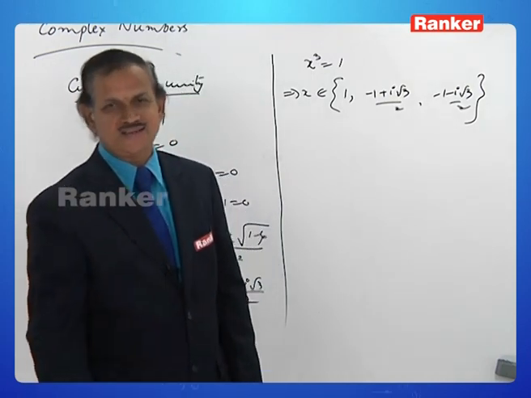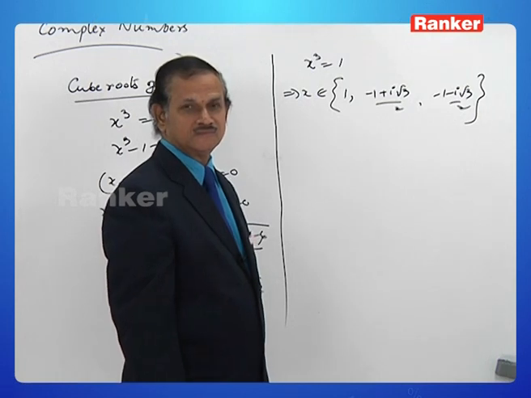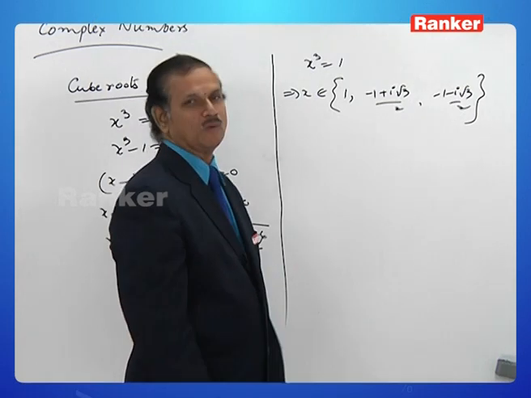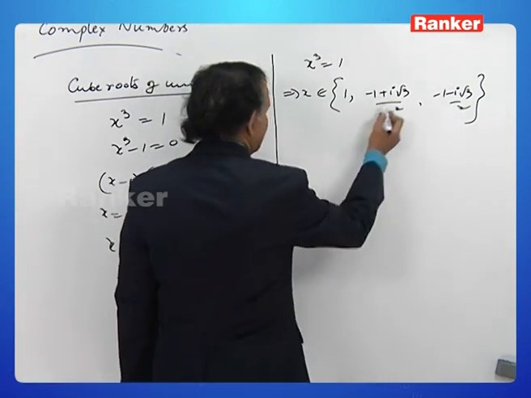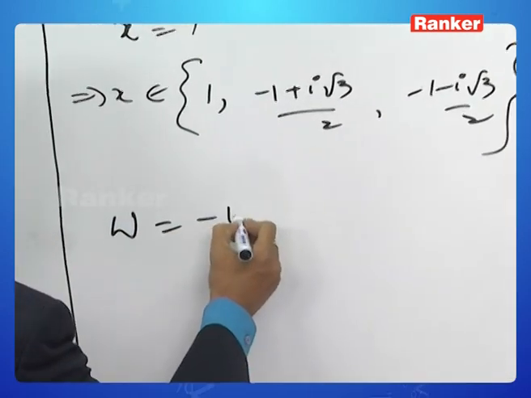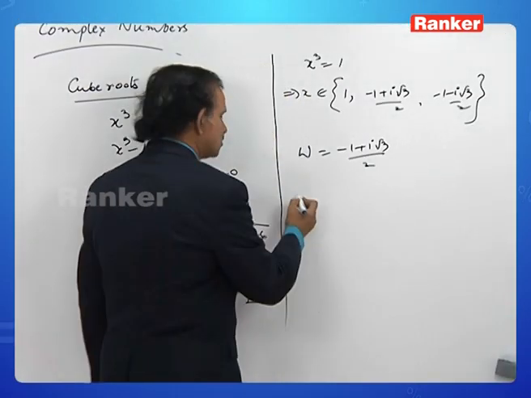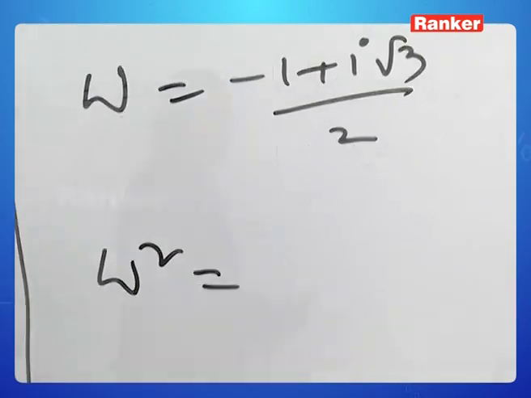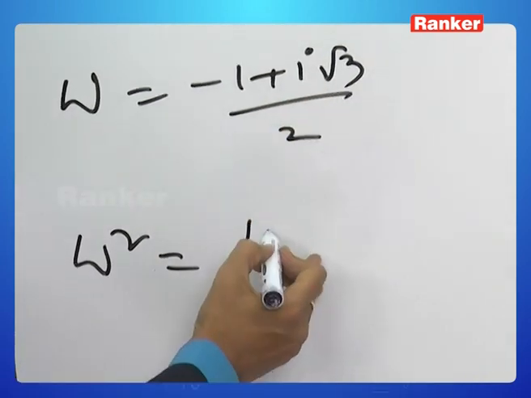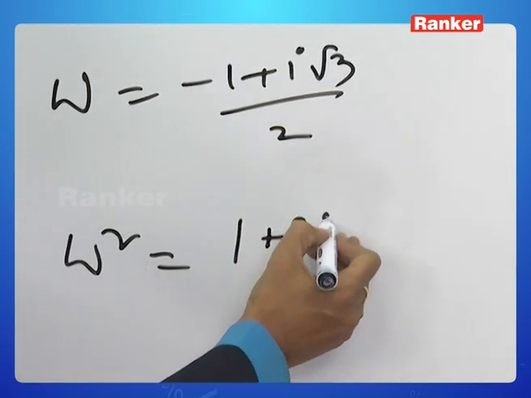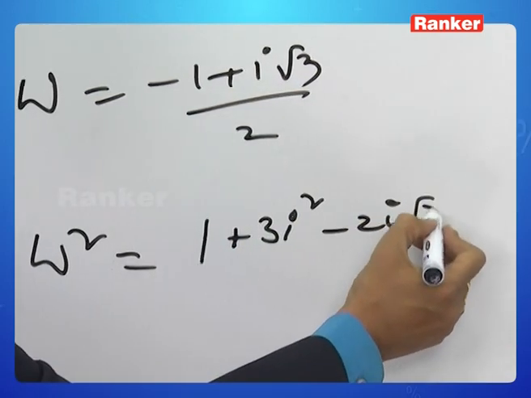That is the miracle here in complex numbers. The square of this complex number is obtained as the other complex number. Right? Let me call this some omega, minus 1 plus i root 3 by 2, which is omega square. (a plus b) whole square is a square plus b square, here 3i square, minus 2ab, 2 into i root 3 by 2.